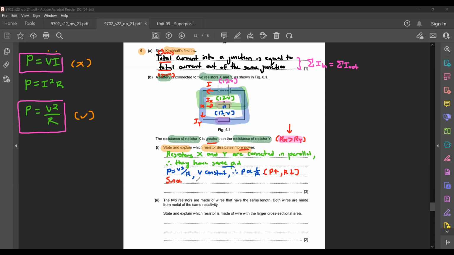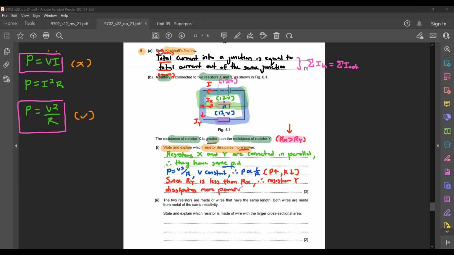So here I can say that since Ry is less than Rx, therefore, resistor Y dissipates more power.